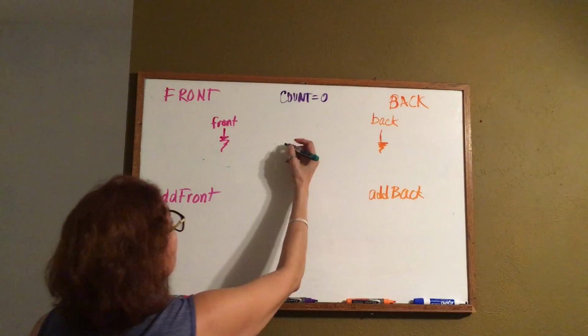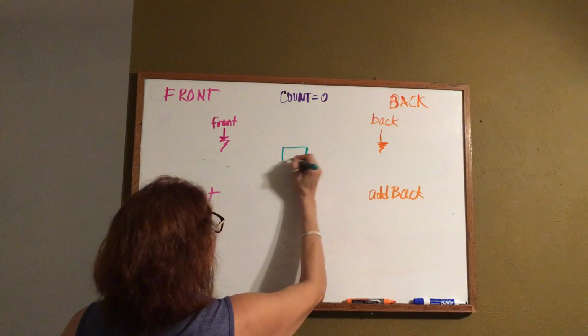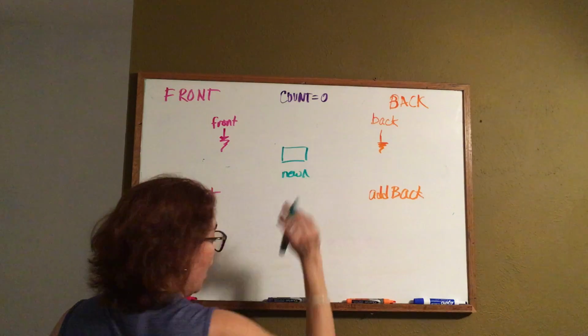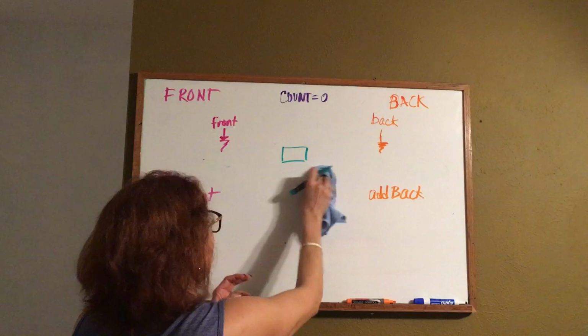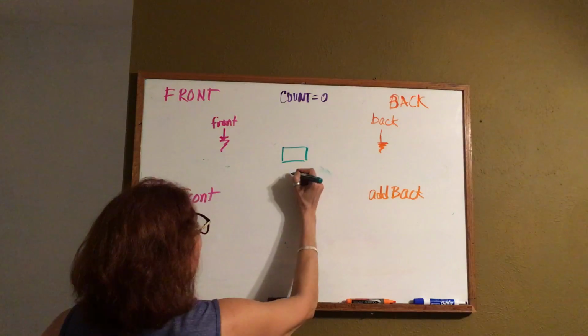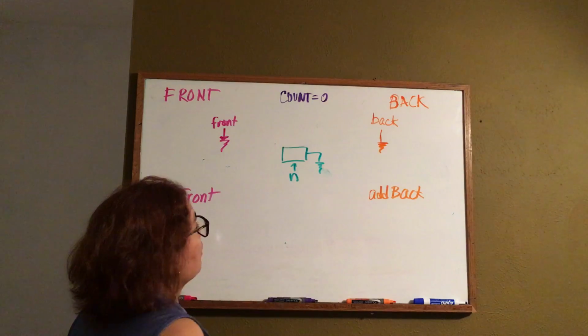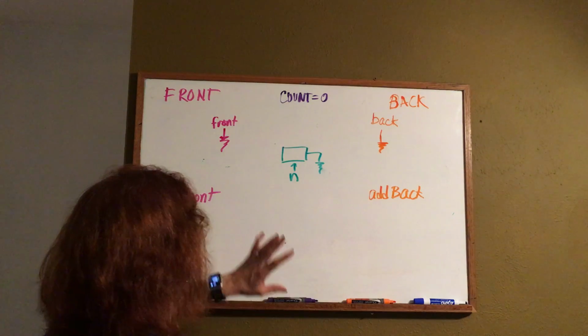So the new node is going to be created right in here. So there is the new node. I'm going to call it new node. Actually, let's call it N, just to save writing time. I'm going to call the new node N. And N is pointing there, is null.